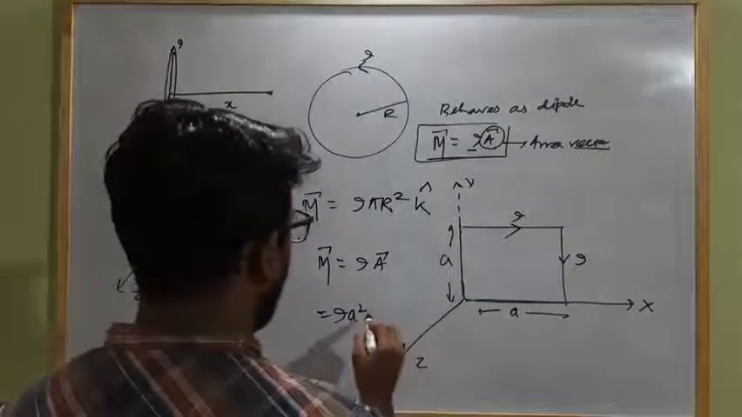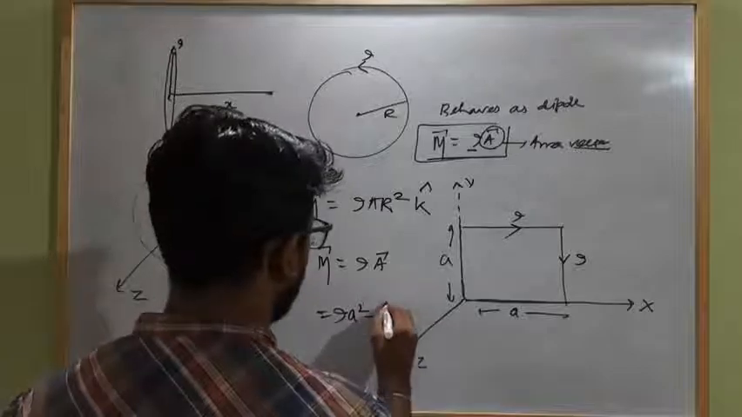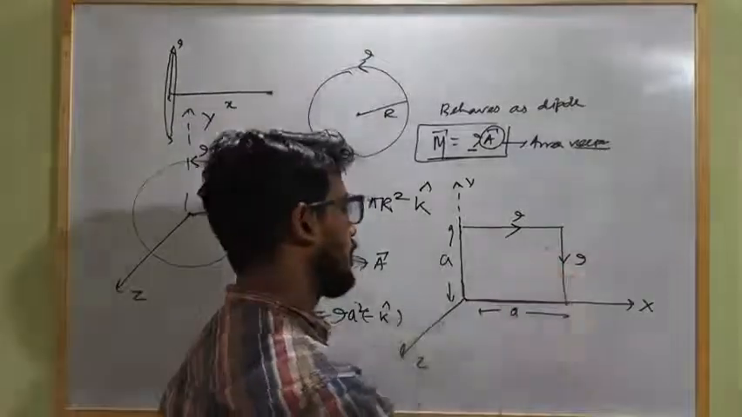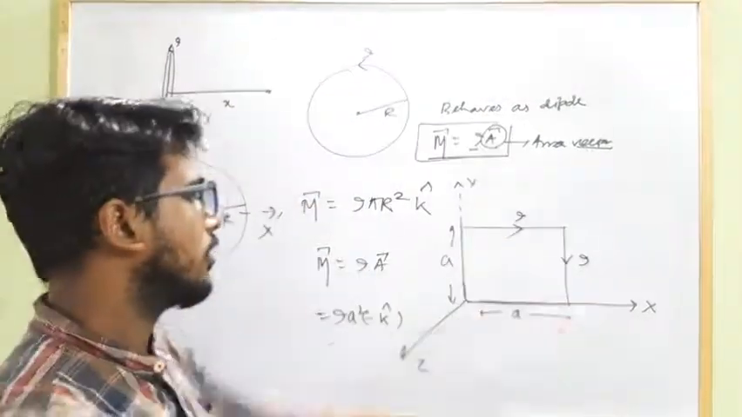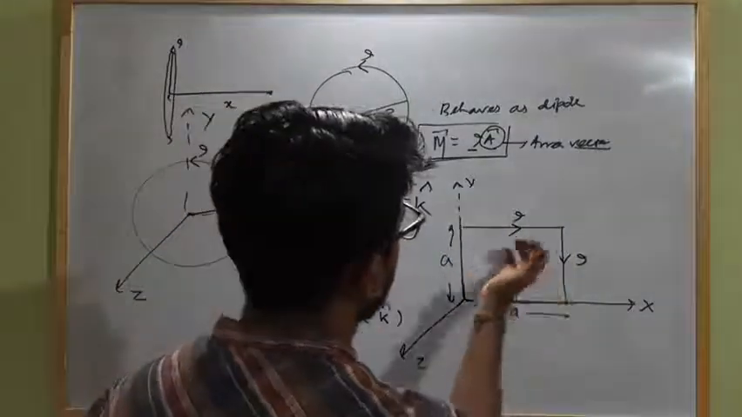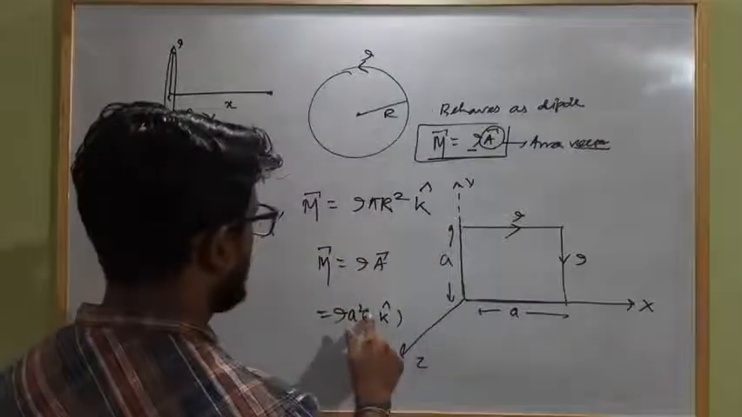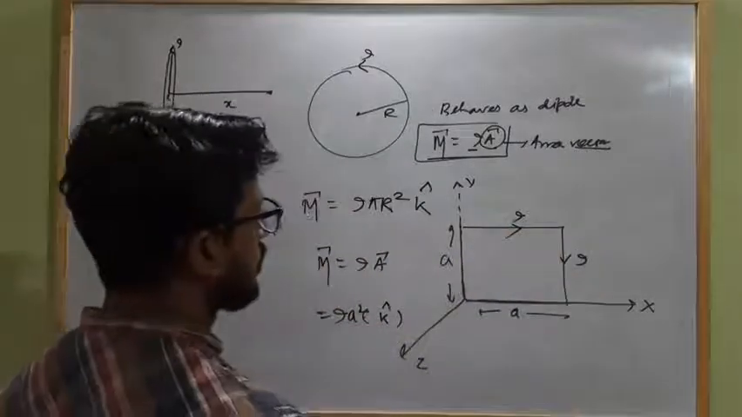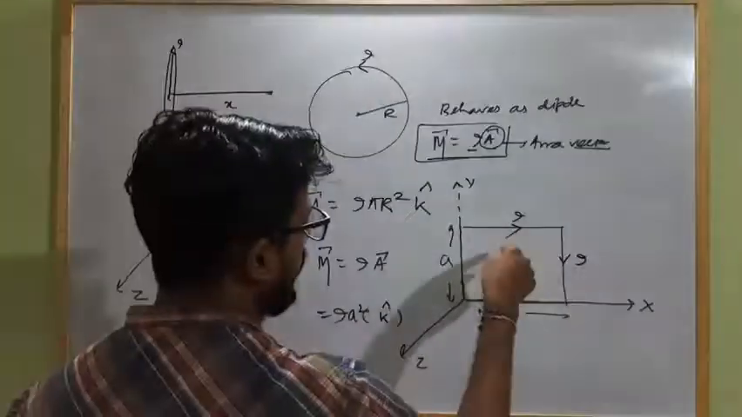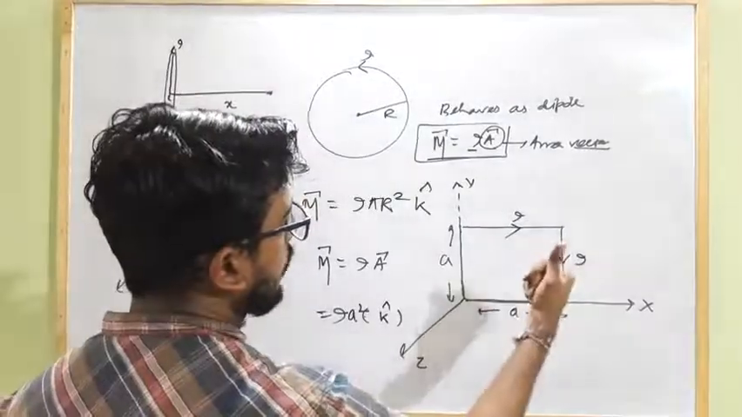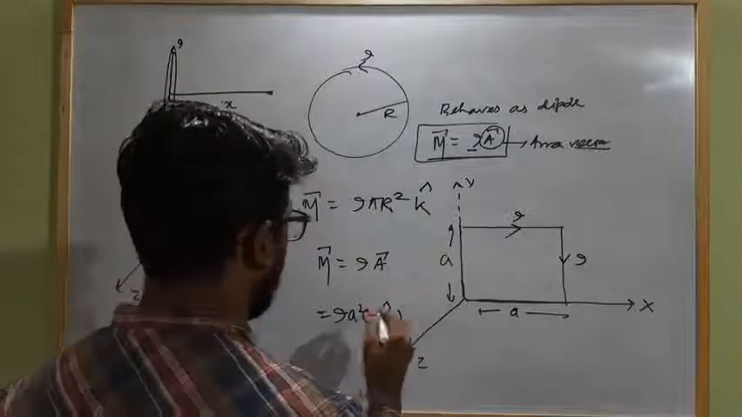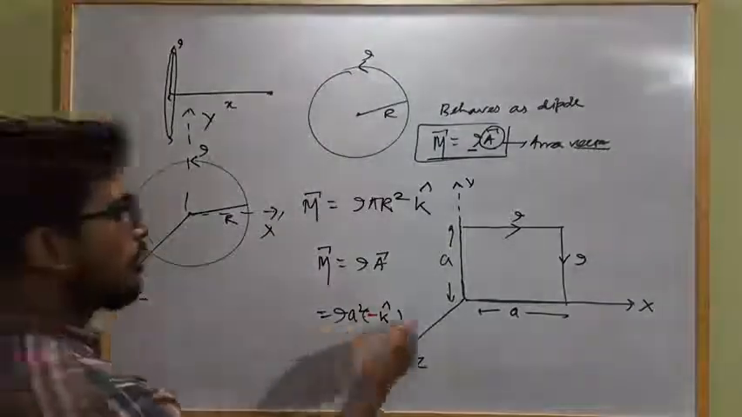So the area vector will be minus k cap. Clear? Or we can take it as plus also, according to your wish. You have to take it along the current direction. This will be north to south, so the direction of the magnetic dipole moment will be south to north. So if the current moves like this, the downward will be north and the upward will be south. The direction will be south to north. So it is the same, minus k cap. Clear? Okay, this is the dipole moment for this.